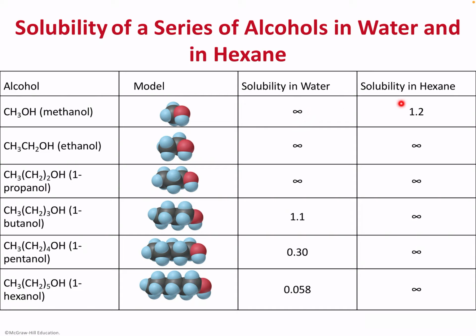In terms of solubility in hexane, methanol, since it has a very small hydrocarbon portion, is 1.2. But ethanol and beyond are all going to be soluble in hexane because the hydrocarbon part increases. But in terms of water, you will see the solubility decreases as the hydrocarbon part increases. The polar side remains the same. There is nothing to increase the polarity. It's the same thing.